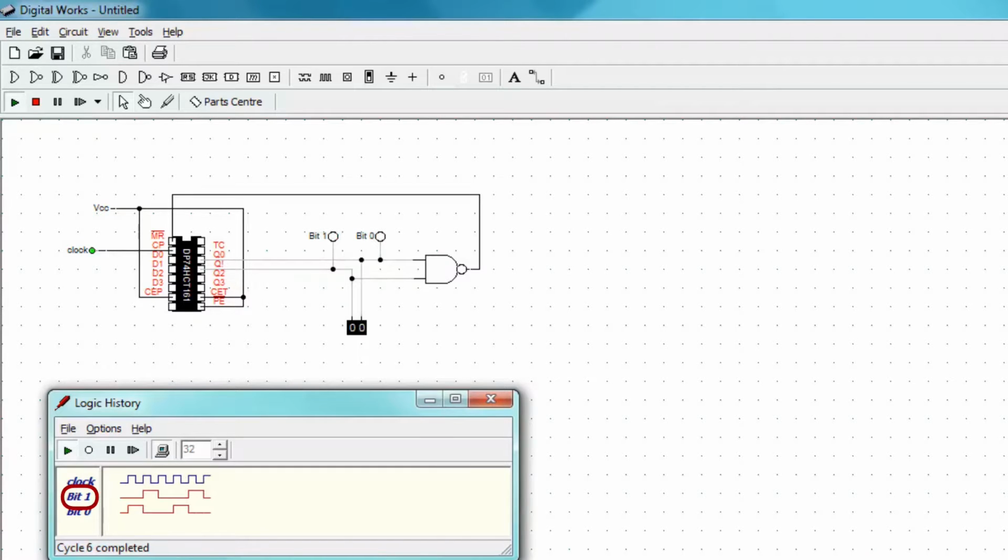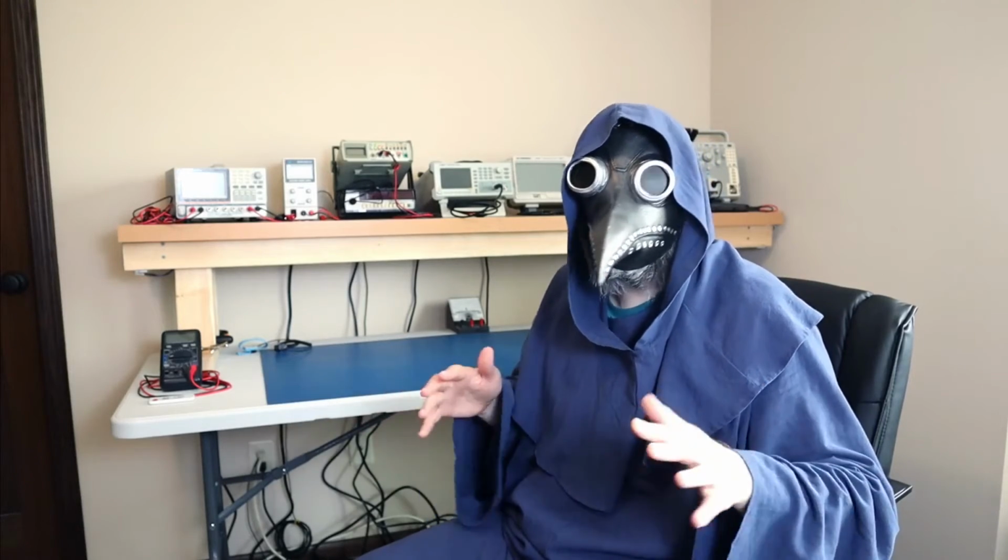We can use bit 1 of our output as our processor clock signal. Beautiful! By the way, we don't want to use bit 0 for the processor clock, and I'll explain why a little later.